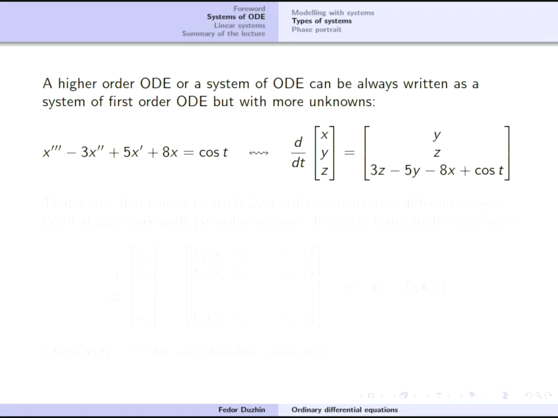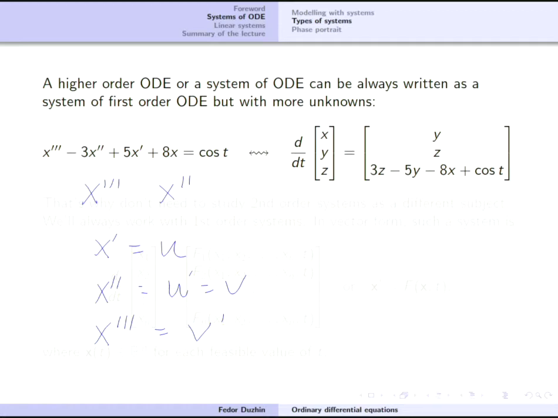If you have a third derivative, x triple prime, then in order to get rid of x triple prime and x double prime, you will have to introduce more unknowns. You're going to have to write that x prime is u, x double prime, which is u prime, is going to be some v, and now x triple prime is going to be v prime.